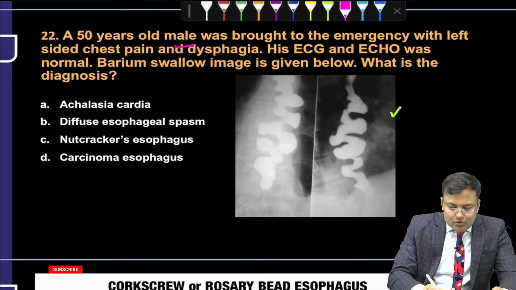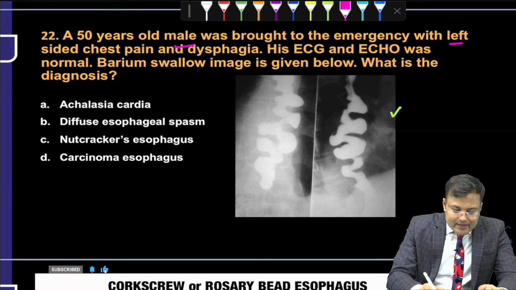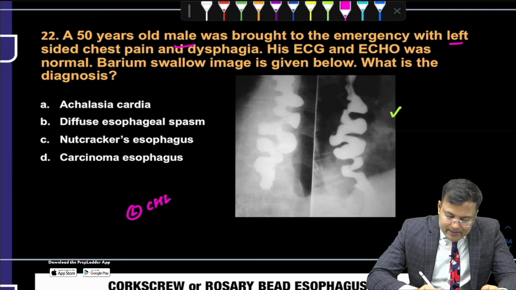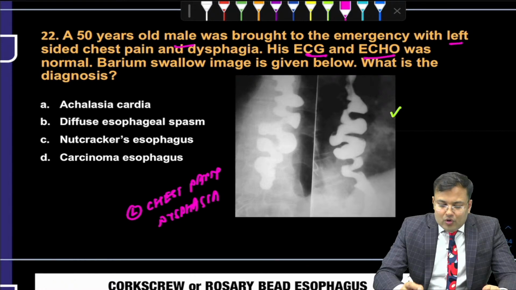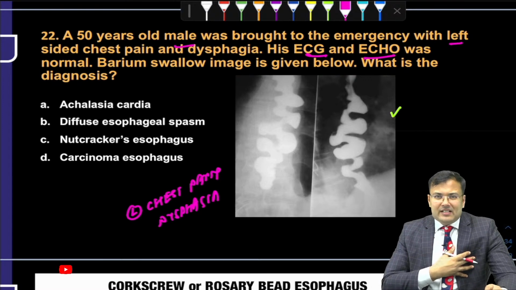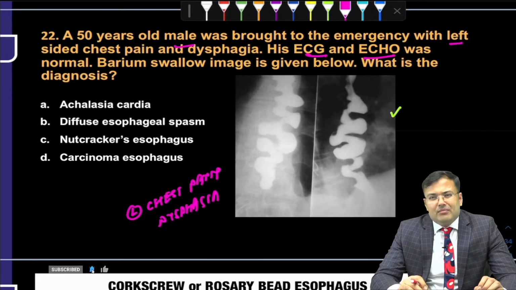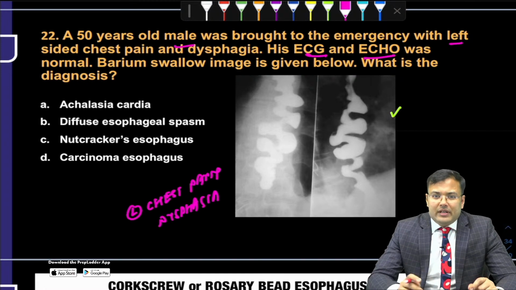A 50 year old male was brought to the emergency with left sided chest pain and dysphagia. So what is the presentation? Left sided chest pain. There is dysphagia. His ECG and echo were normal. Sometimes this condition mimics angina with this feature only, but it's totally different. There is no cardiovascular abnormality.